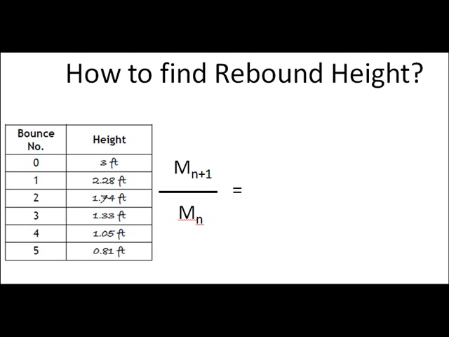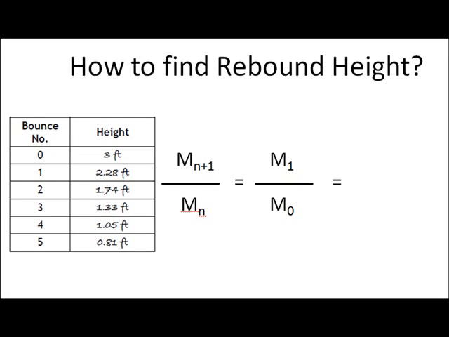What I'd like for you to do now is think about what two terms you can give me that will give me the rebound height. I'm going to pause the video and see if somebody could share an example of two terms. Now that we went through that example, it should be clear that m1 is divided by m0, which is the current term divided by the previous term.